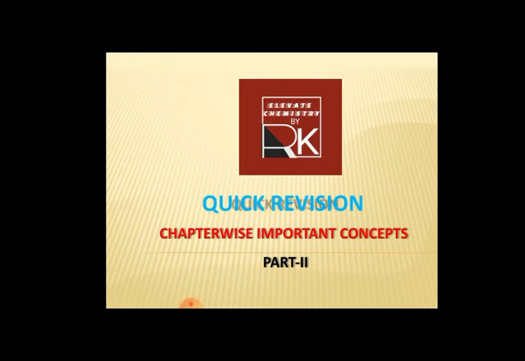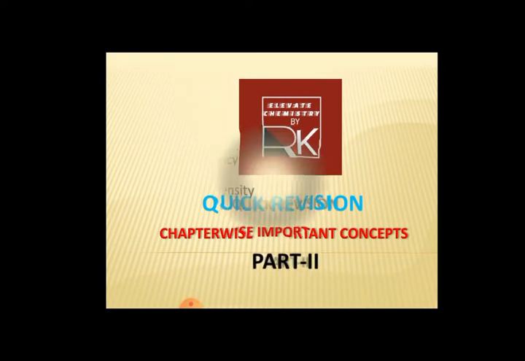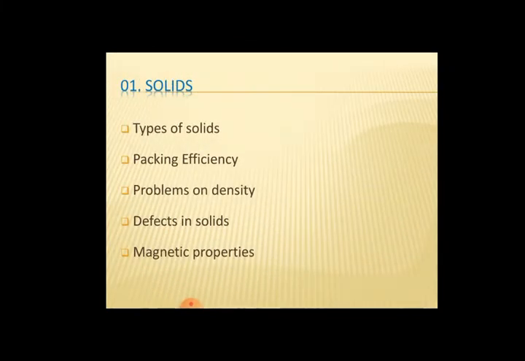So in the PUC second year, the first chapter is solids. In the solids, the important concepts are the types of solids. Second one is packing efficiency, that is packing efficiency in simple cube, body centered cube and face centered cubical lattice. And in this packing efficiency, the edge length as well as the radius is also important. Then the third one is the problems on density factor, then defects in solids. Under the heading defects in solids, the stoichiometric and non-stoichiometric defects in solid state.